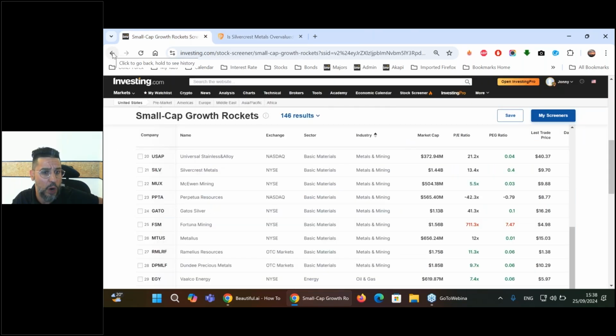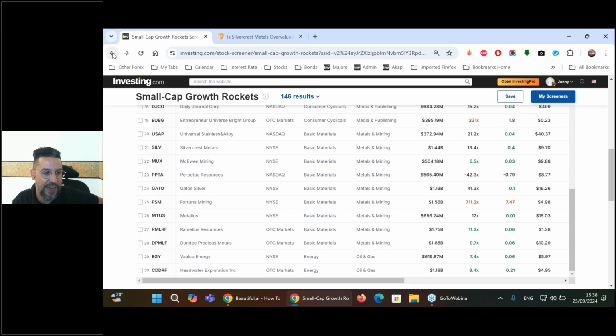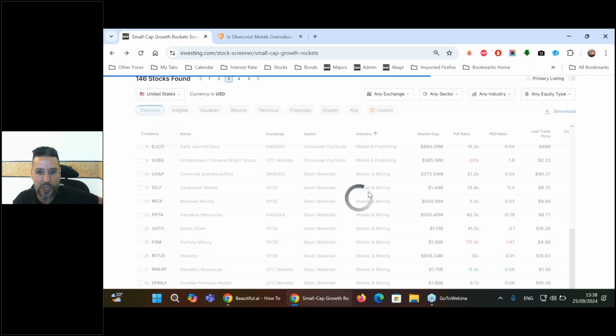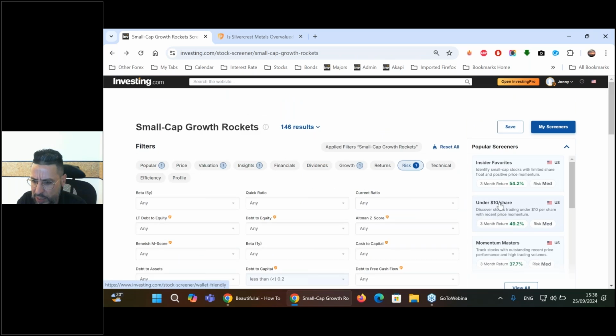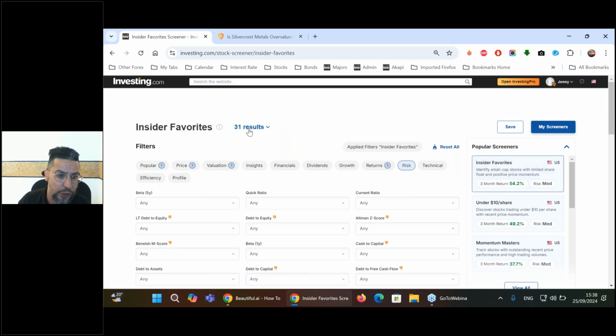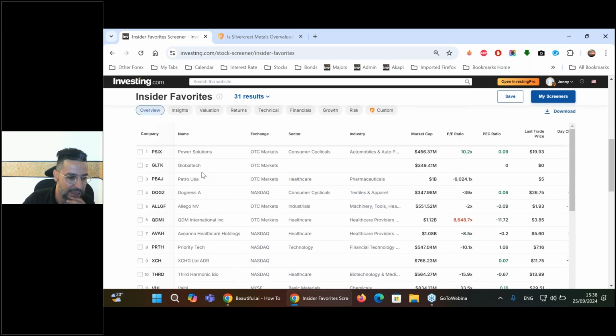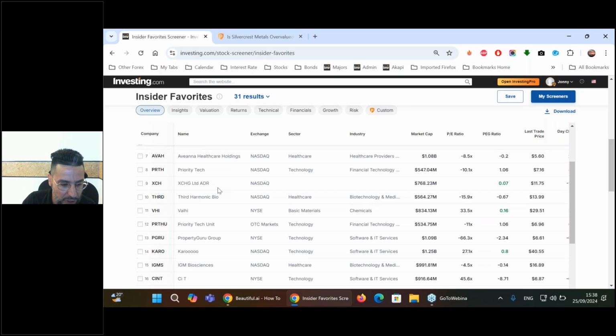So in terms of how I would play the Fed easing cycle, it would definitely be small cap stocks. I think taking a look at the insider favorites, which is another small cap focused preset screener, is a good idea. Just 31 names right here, the cream of the crop, if you will. Again, some names which normally wouldn't be on your radar, some of the lesser known companies in the Russell 2000.